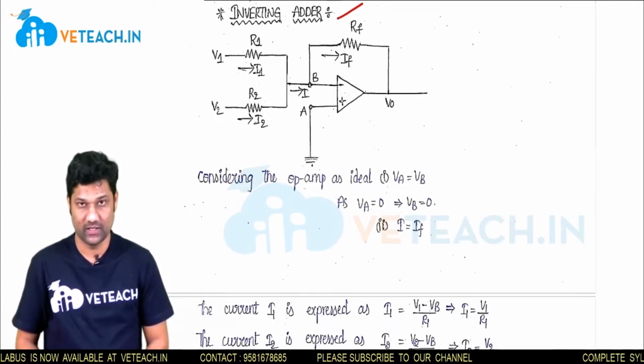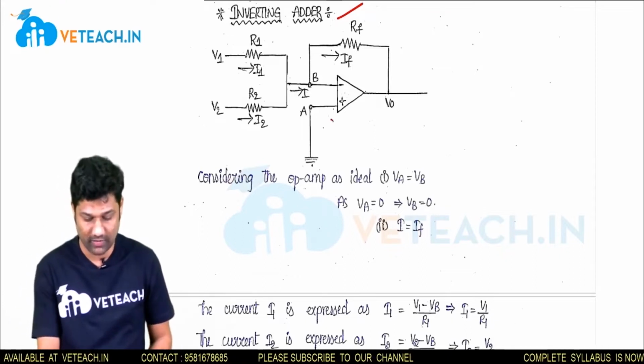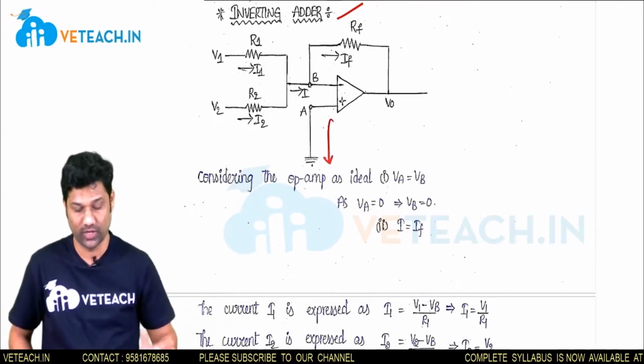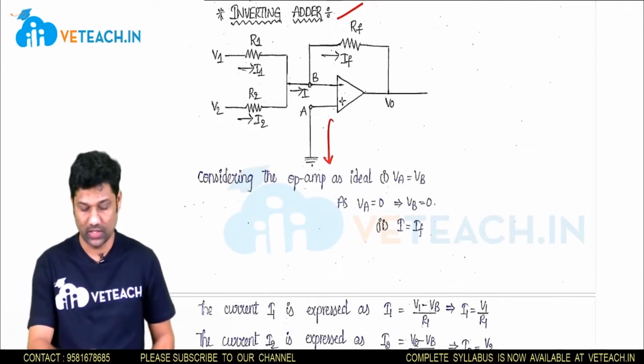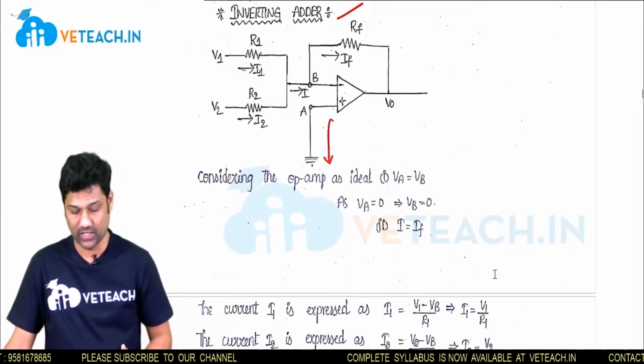For an inverting adder, I am considering the input voltages are provided to the inverting input terminal and the non-inverting terminal is made to ground. Here I am considering 2 inputs, V1 and V2, which are provided only to the inverting input terminal. The remaining circuit is the same. We have to consider the op-amp as ideal.